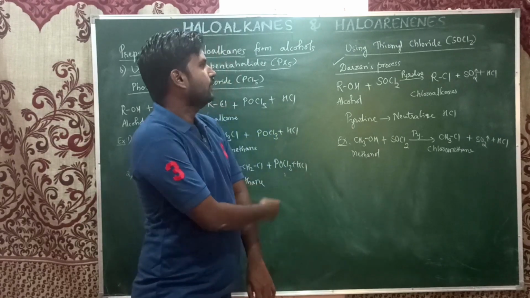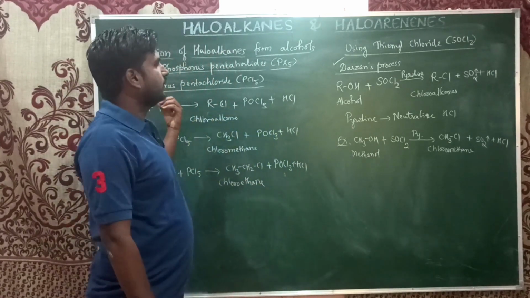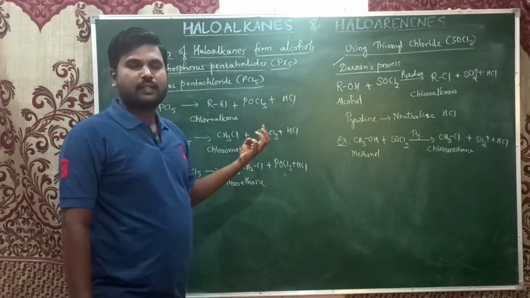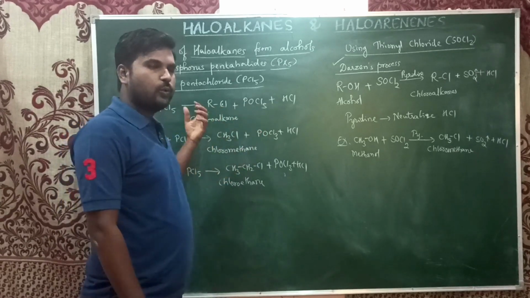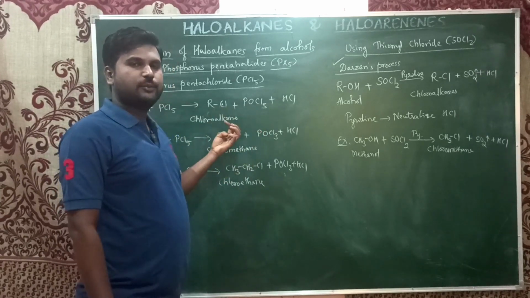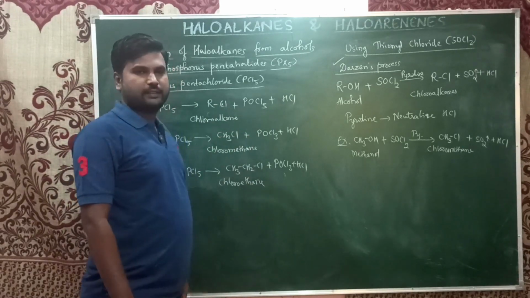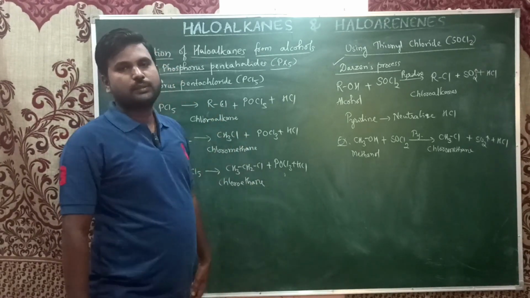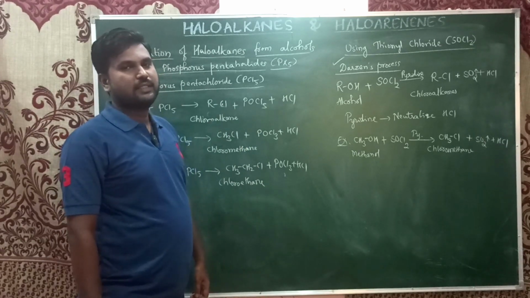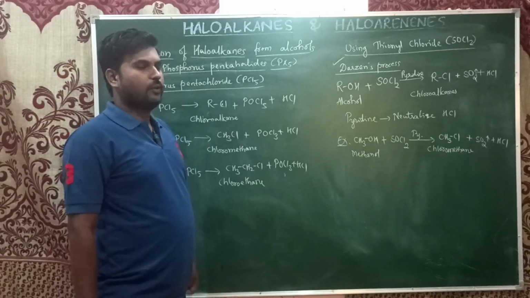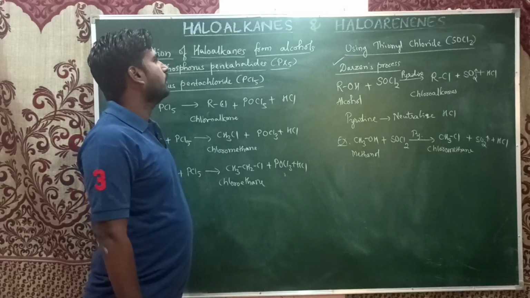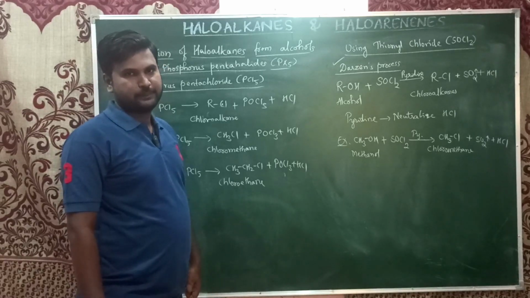So that is about these three methods: using halogen acids, using phosphorus halides, and using thionyl chloride. So we can convert alcohols into haloalkanes. These are the three methods in your syllabus for the conversion of alcohols into haloalkanes.